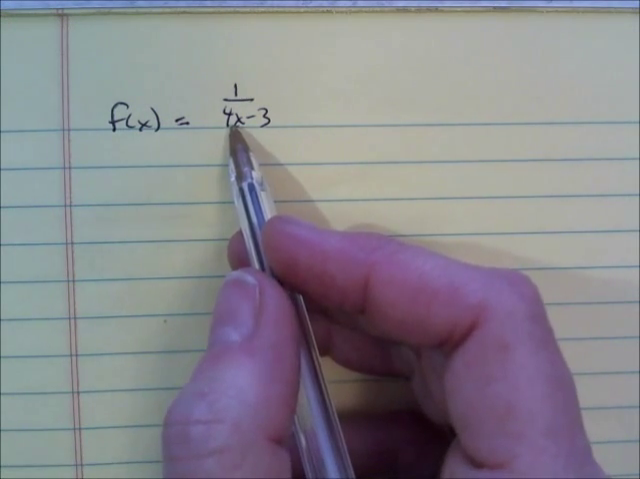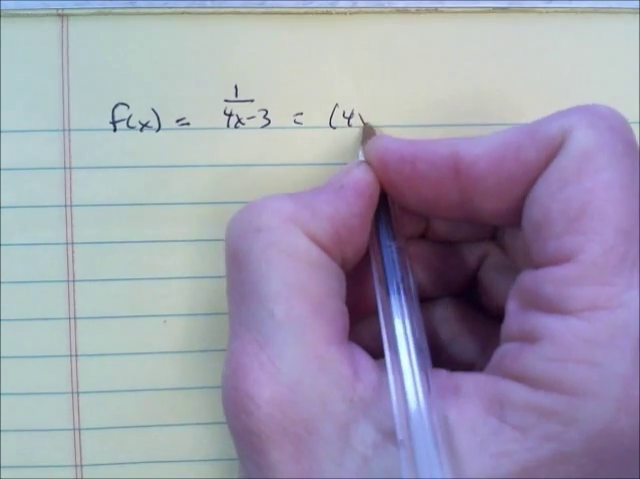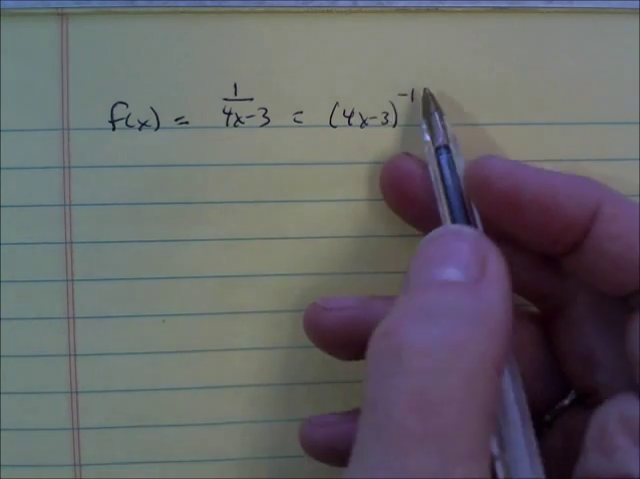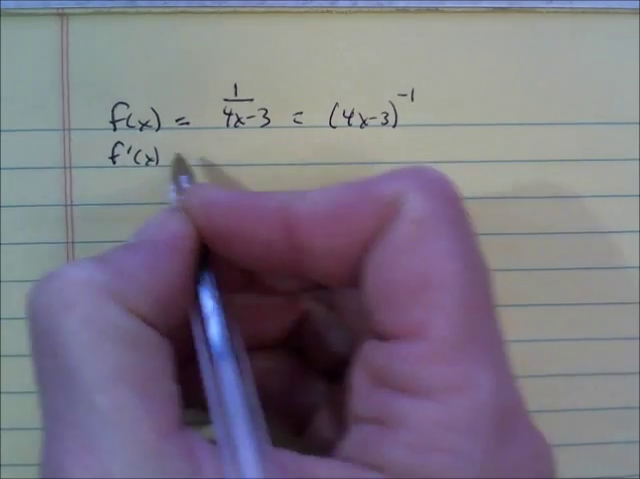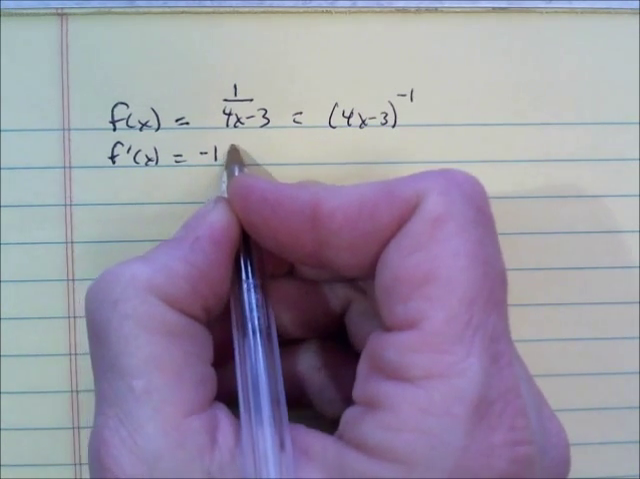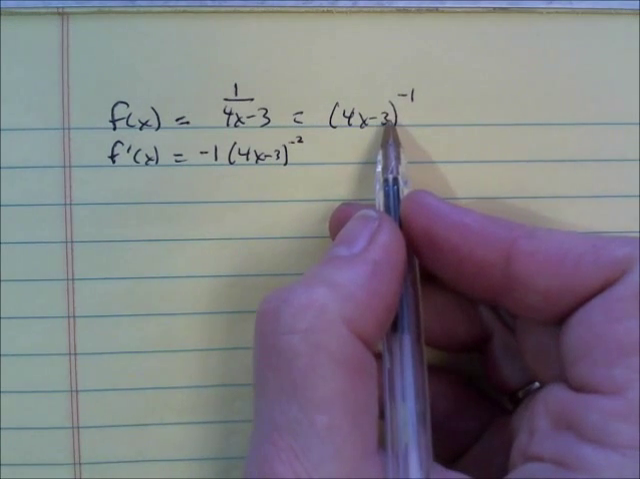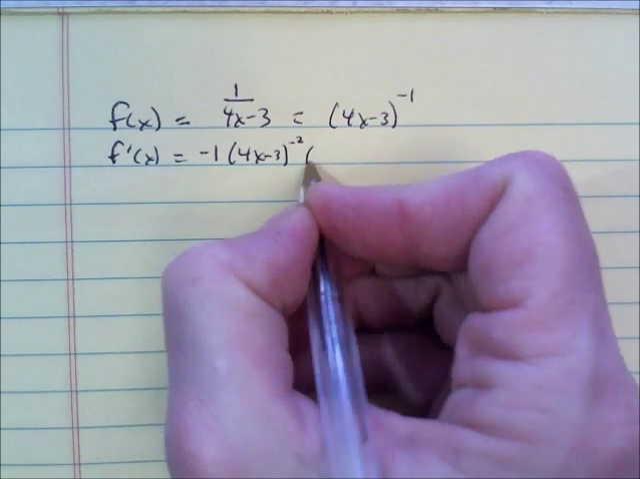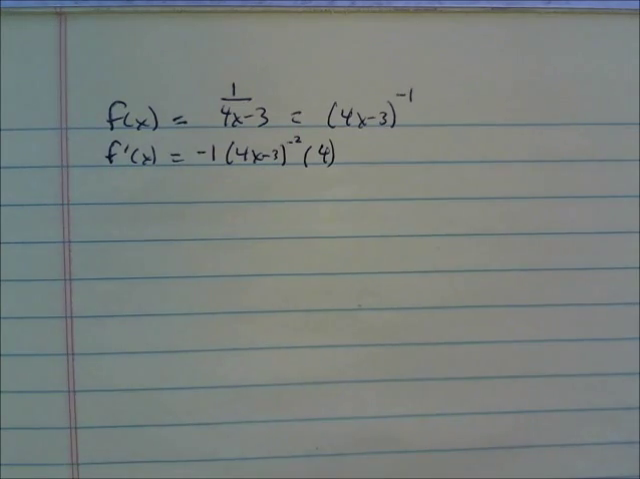We could also, it might be a little bit easier if we rewrite this as 4x minus 3 to the negative 1 power, and then just use the chain rule to take that derivative. So f prime of x is equal to, bring the negative 1 down front, negative 1 times 4x minus 3 to the negative 2 power. That's the outer function, and the inner function is 4x minus 3, so we would have to multiply that by the derivative of 4x minus 3, which is just 4.